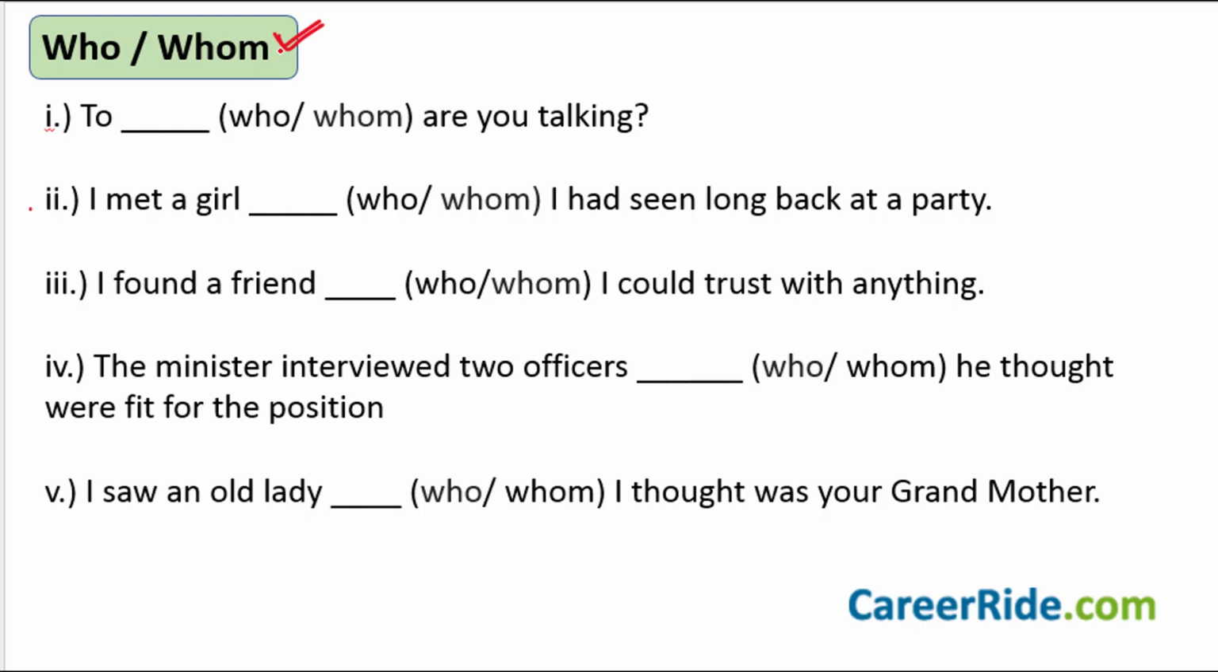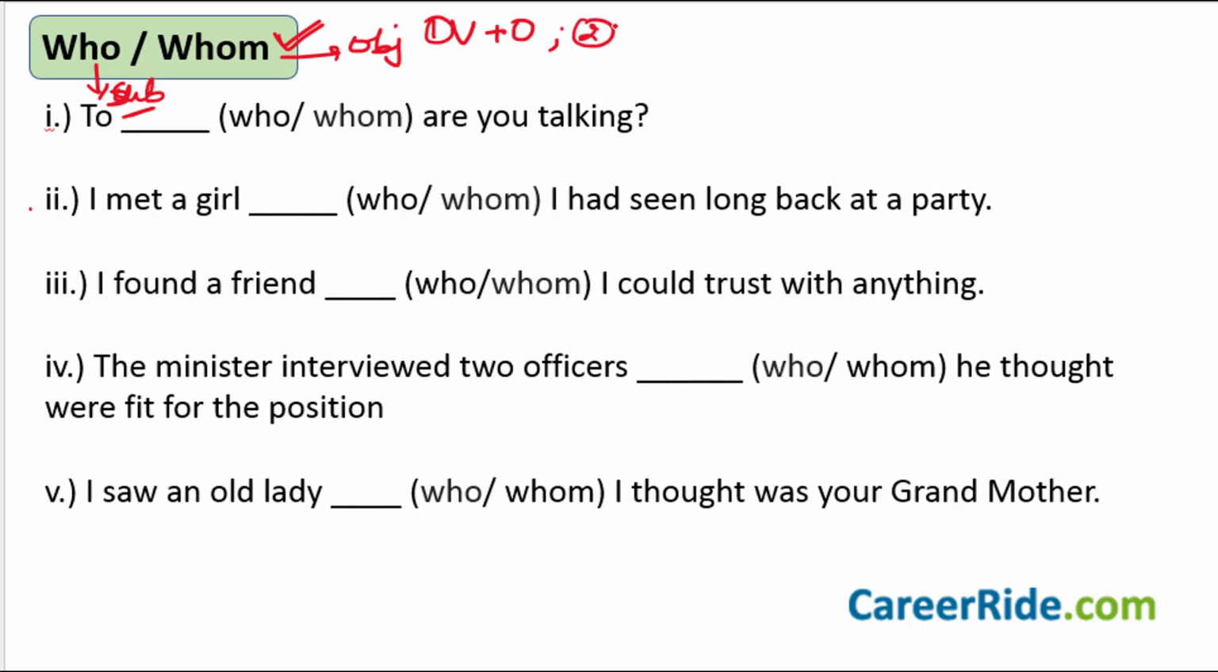Which are the places where you should be using whom? The first thing that we already know is that who is used as a subject, and whom is used as an object. We have already seen this in the previous slides. Now the next thing that we know is a verb is always followed by an object. This is the first thing that you have to remember.